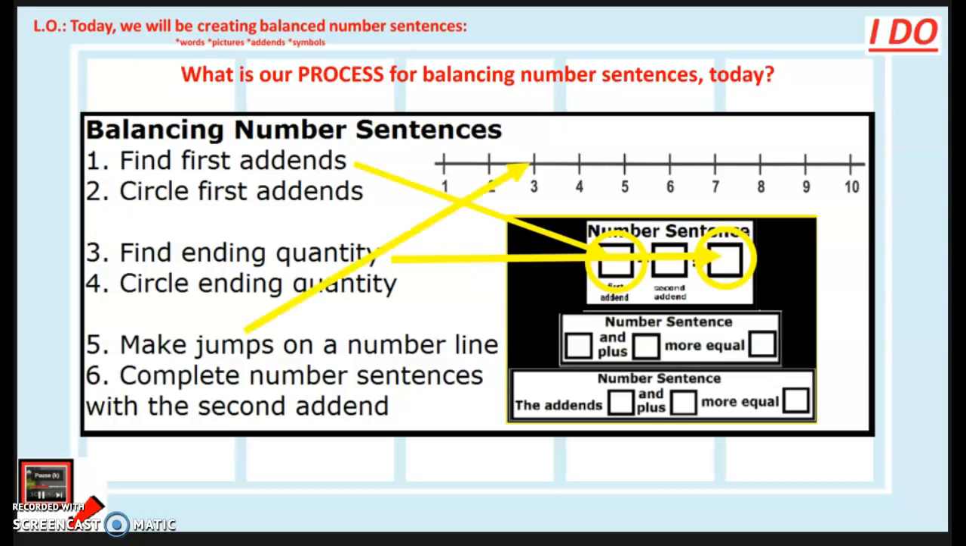And then we're going to jump up to our number sentence, or our number line, and then we're going to make the jumps on there. So if we need to go 3 or 4, we'll make the jumps. After we do that, we're going to complete it and then find the ending quantity again, which is 6. Complete that number sentence. Blank plus blank more equal blank. Or the other number sentence, the add-ins blank and blank more equal a number.